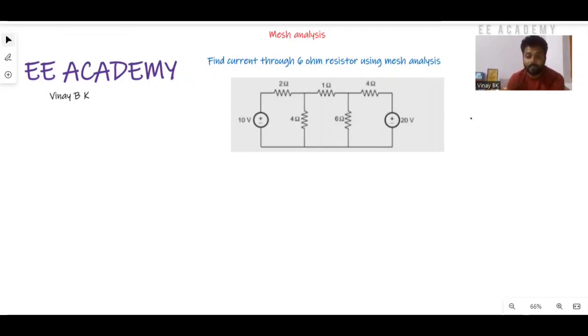That is nothing but the current flowing here. We need to find this current. Whatever current flows through the 6 ohm resistor, that we need to find. Let's call it I; we need to find the value of I. To find this current, we need to apply the mesh analysis method.